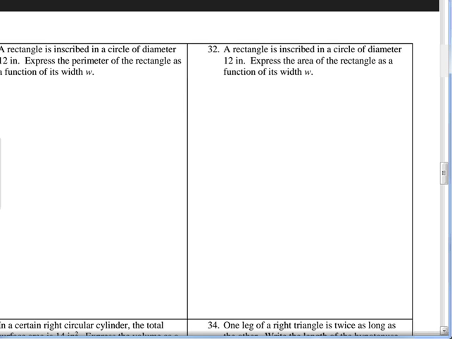Inscribed in a circle. So here's my circle. Here's my rectangle. Inscribed means it touches it every place that it can. There we go. There's a rectangle inscribed in a circle. It has diameter of 12.